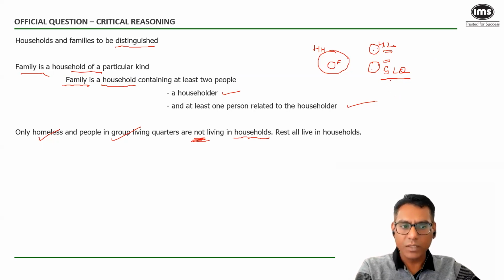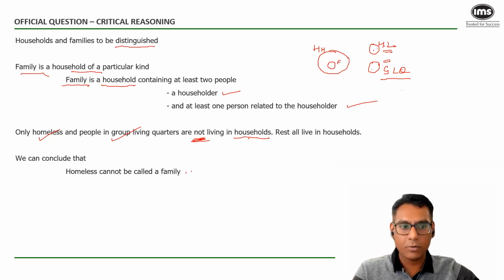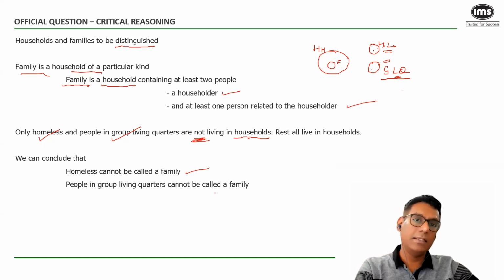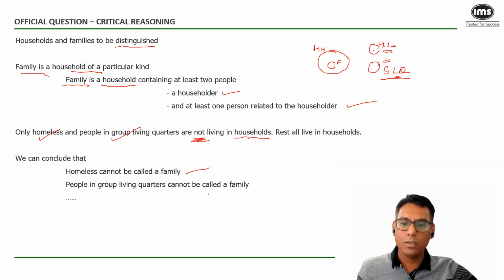But anyway, what is something that pops out from this Venn diagram? Two things do. First, the homeless cannot be family. And this group also cannot be family, which is people in group living quarters. Is there anything else that we can say? Maybe there is something else also. We don't want to keep carrying out all these inferences, because there's only one inference that we are being tested on, so we don't want to waste a lot of time. But I particularly highlighted these two because we want to catch the very fundamental ones. There may be something else also.